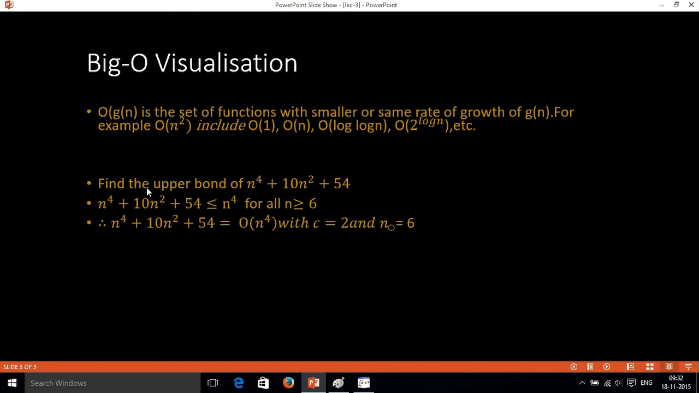Now consider this example. Find the upper bound of n^4 plus 10n squared plus 54. Then the upper bound for this will be big O of n^4, n raised to the power 4, with c equals 2 and n naught equals 6.